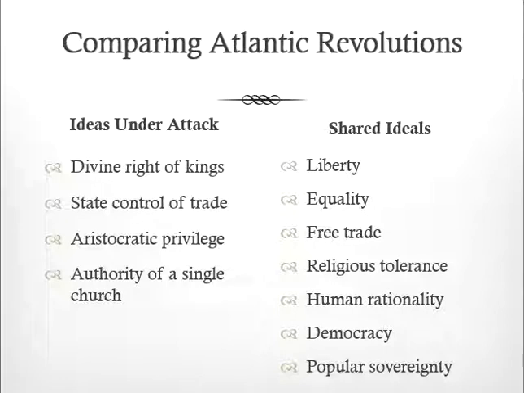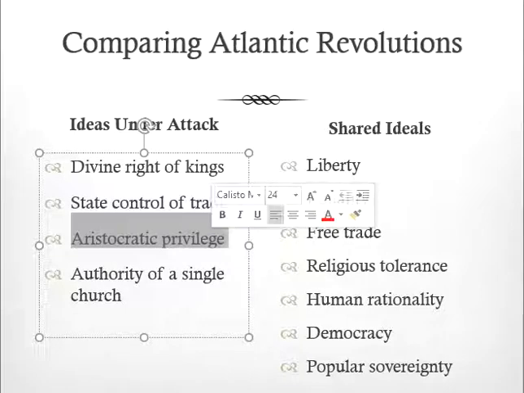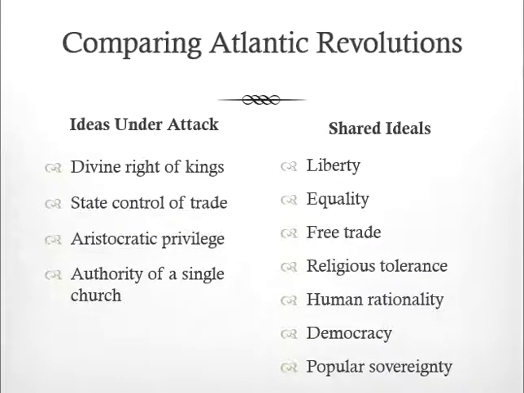The ideals that the colonists were attacking against the British were the ideas of divine rights of kings, state control of trade. The British were dictating who the colonists could and couldn't trade with. Aristocratic privileges, meaning certain people, usually the upper class, had more rights and privileges than the lower class. And authority of a single church, meaning there was no freedom of religion.